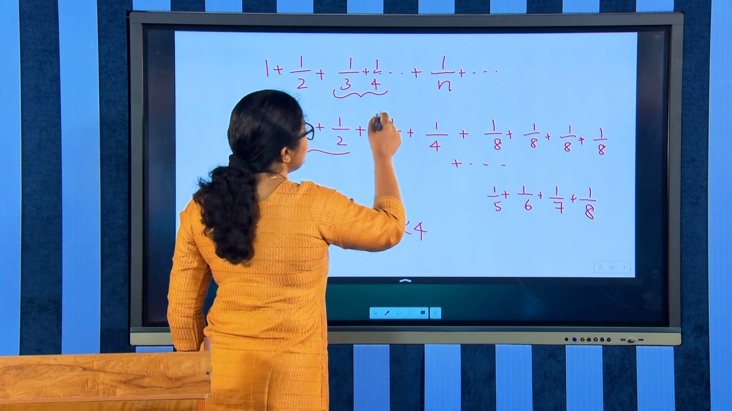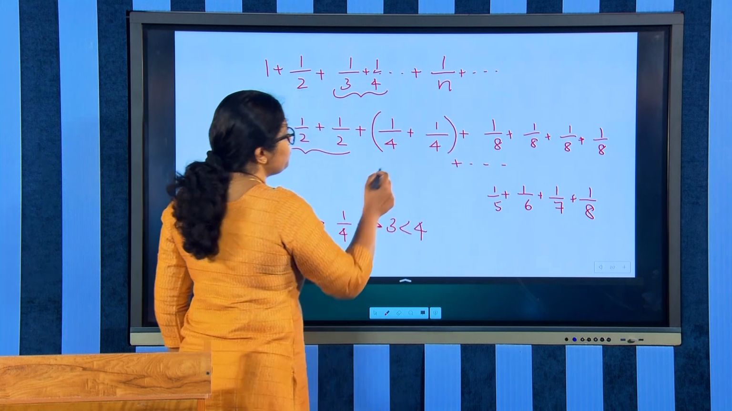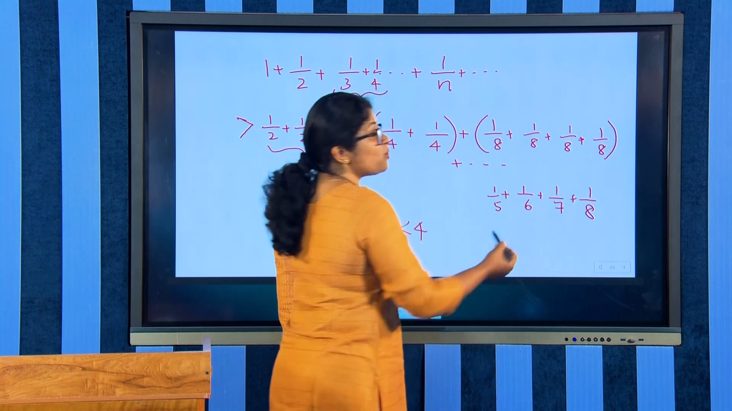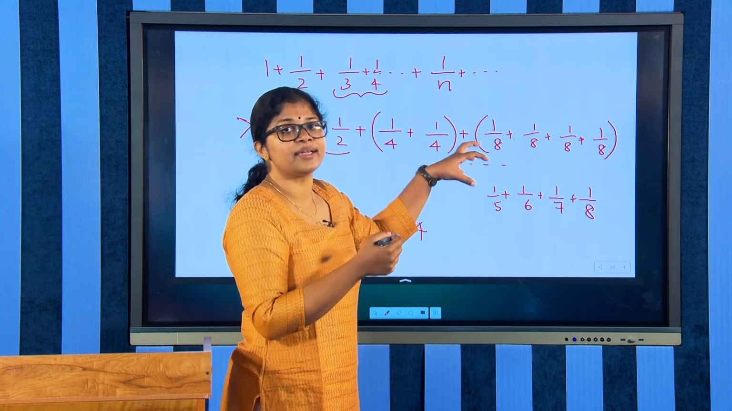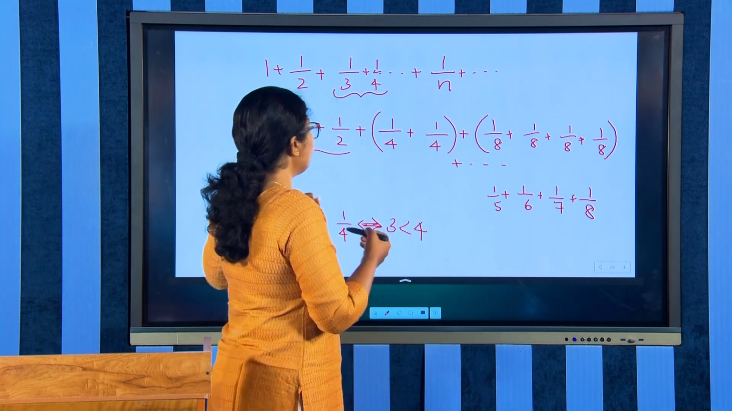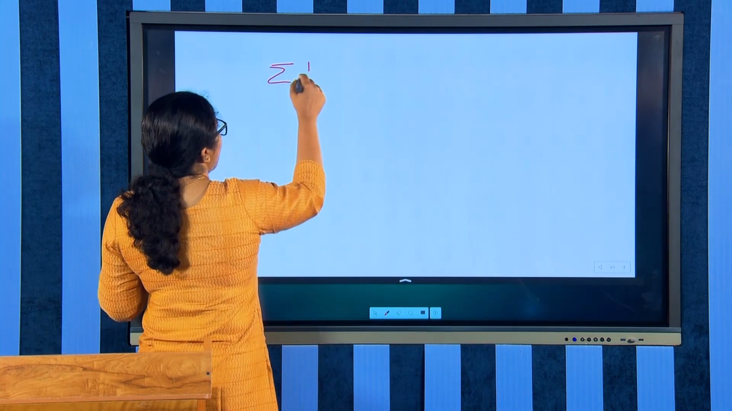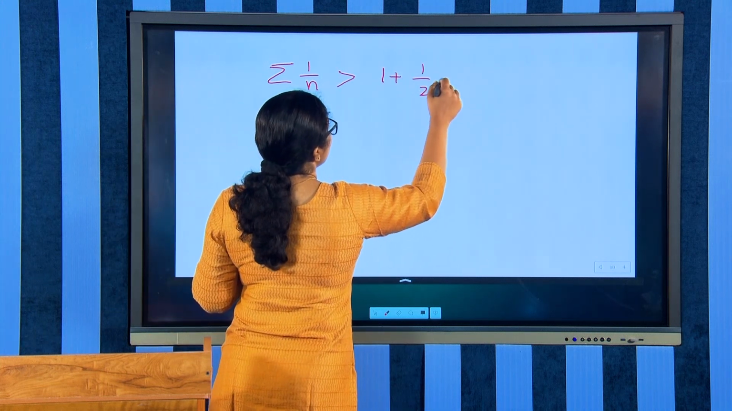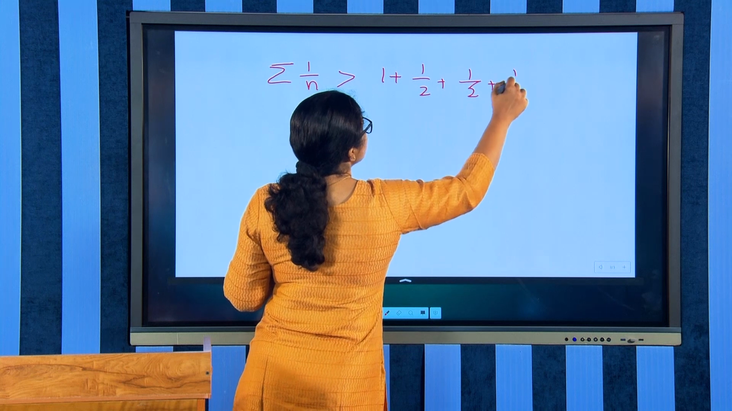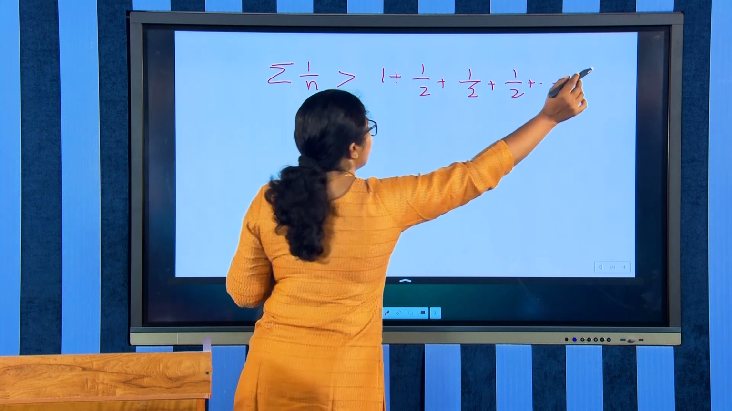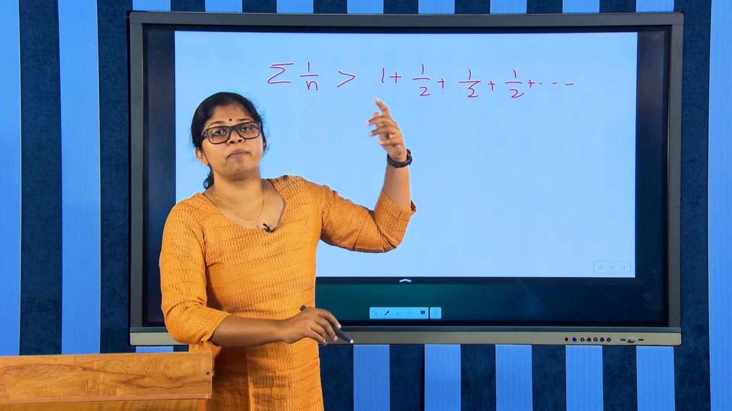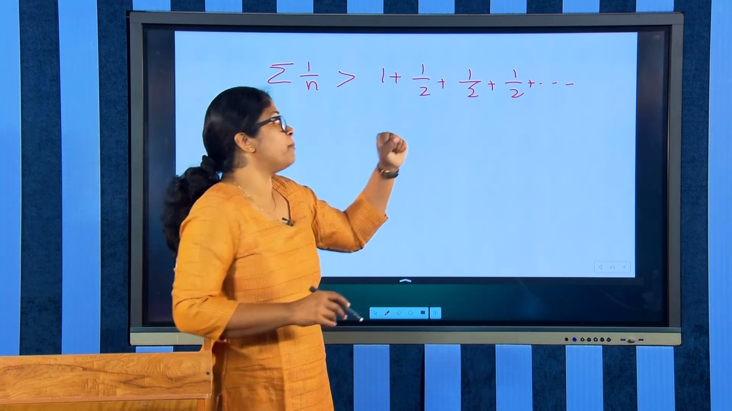Now, collecting these two together, this adds to 1 by 2, these 4 together also add to 1 by 2. So, that is the trick done in this proof. So, we can see that summation 1 by n is now greater than 1 plus 1 by 2 plus 1 by 2 plus 1 by 2 plus 1 by 2, every group replaced by 1 by 2. So, how many 1 by 2's will be there? Infinite number of 1 by 2's will be there.